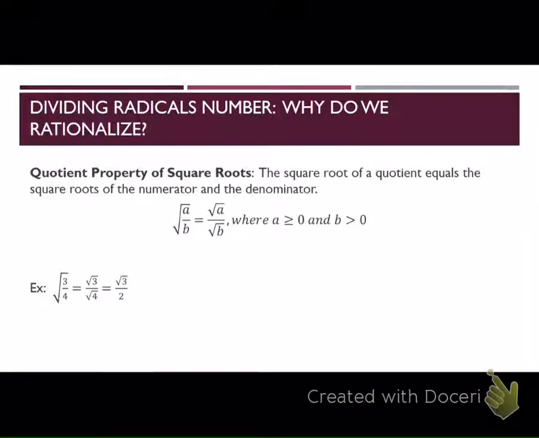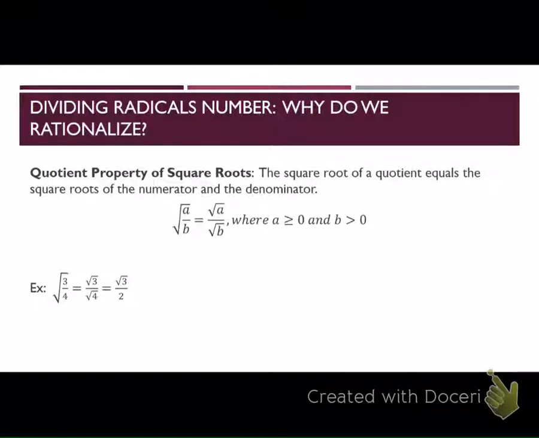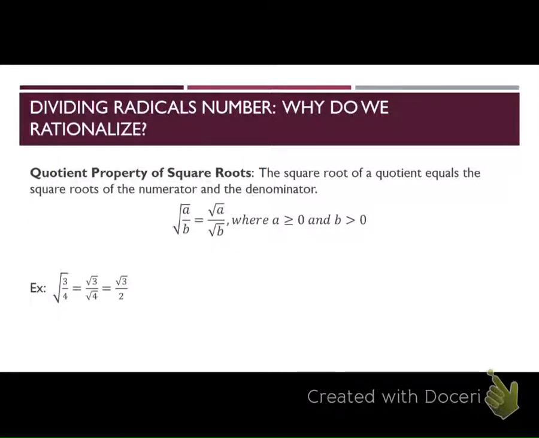So first of all, why does a have to be greater than or equal to 0? Meaning that it has to be a positive number. Why does the number underneath the radical in the numerator have to be positive? Because you can't have negative square roots. That's where the imaginary numbers come in. When you have the square root of a negative number, it's an imaginary number, and you'll talk about that next year.